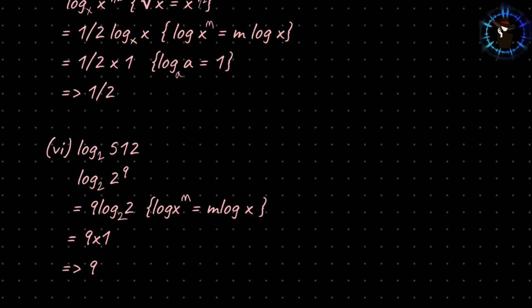Similarly, we have one more question, that is log 512 with the base 2. 512 can be written as 2 power 9. When you multiply 2 9 times, it gives 512. Again, let's bring the 9 here. 9 log 2 base 2. This whole thing turns into 1. 9 into 1 is 9.